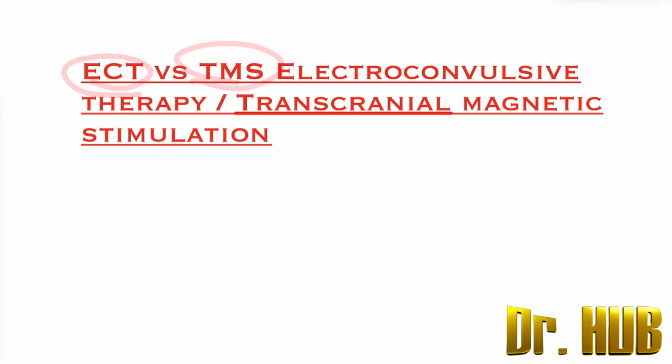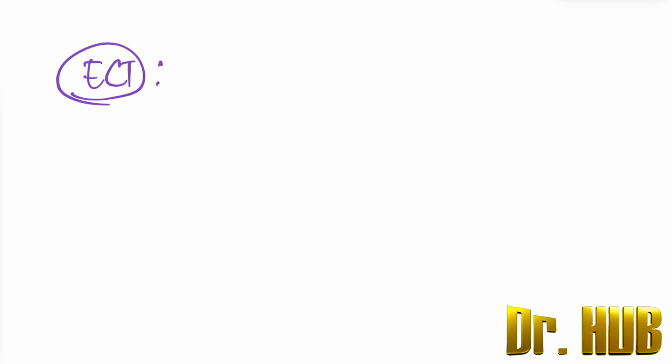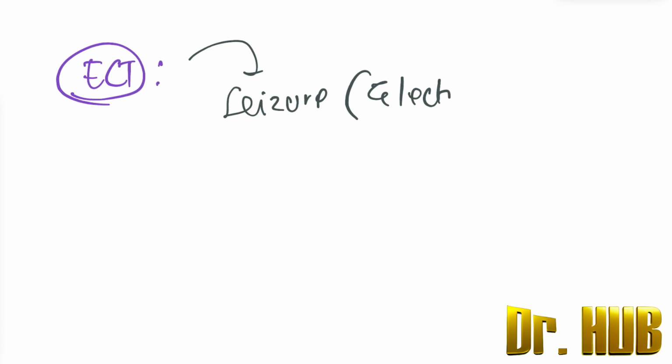ECT versus TMS, that is, electroconvulsive therapy versus transcranial magnetic stimulation. Going by this, first let's look at ECT. ECT means electroconvulsive therapy. In ECT, the principle is that seizures are induced by applying an electric current. So, electric current is used. Next is the mechanism.